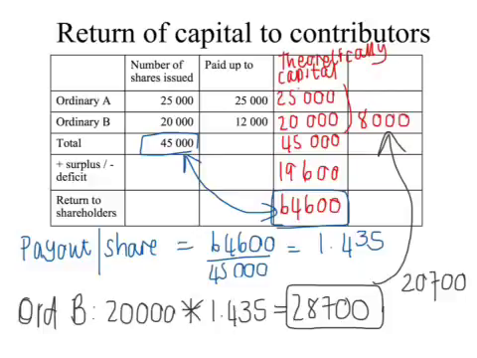Okay, so that's just a different approach, or an alternative, to do this distribution. If you struggle with the table that is included in the model solution, you can also look at a separate video where I've also looked at the return of capital to contributors, also just to discuss this concept again.